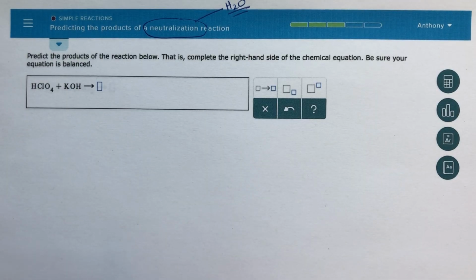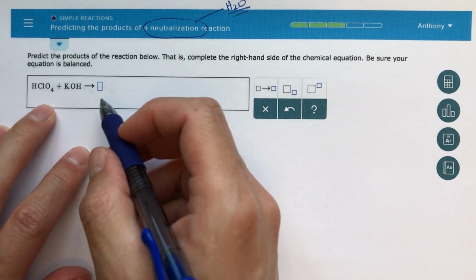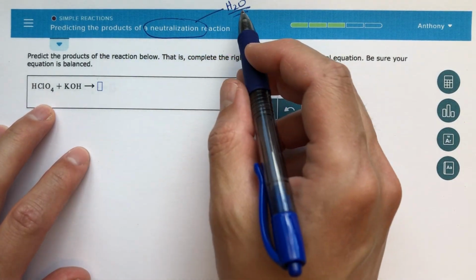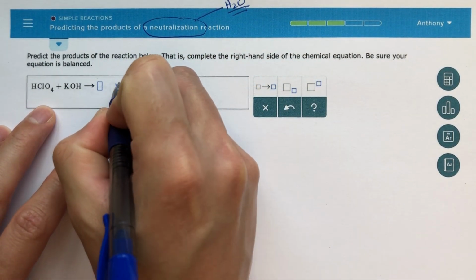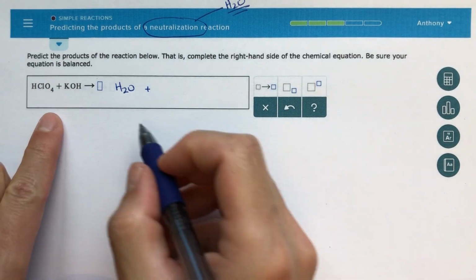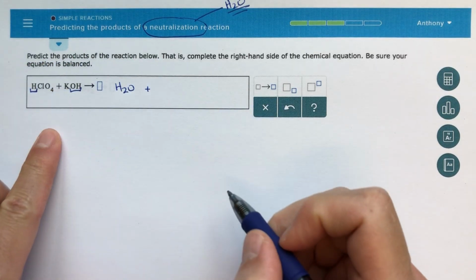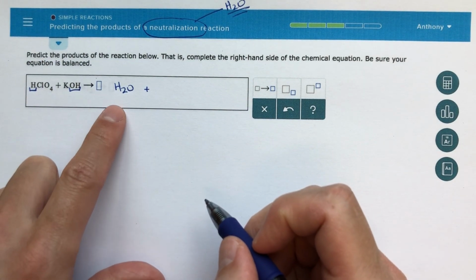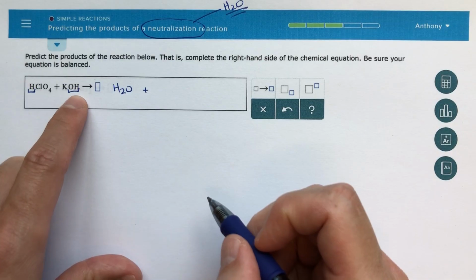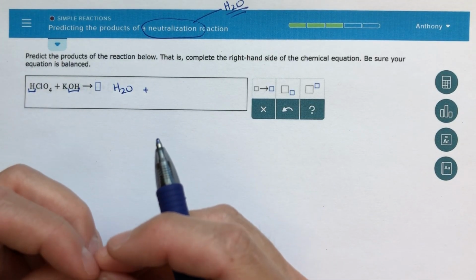Predict the products of the reaction below, that is, complete the right-hand side of the equation. Be sure your equation is balanced. So that's definitely the secondary thing that we need to take into account. But like I said, since we know that water is going to be one of the products, I'm going to start by writing H2O as our first product. And then looking at our reactants, I'm going to see, okay, where does that water come from? That water comes from this OH and this hydrogen combining together to form H2O, to form water.